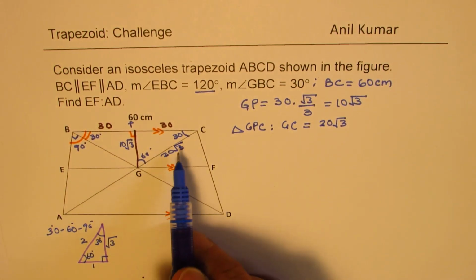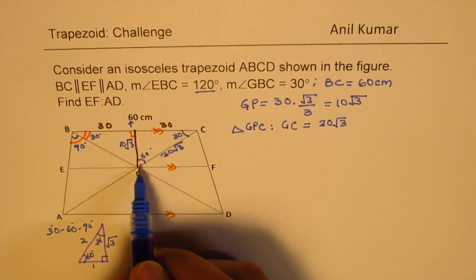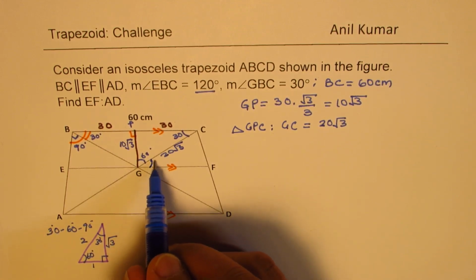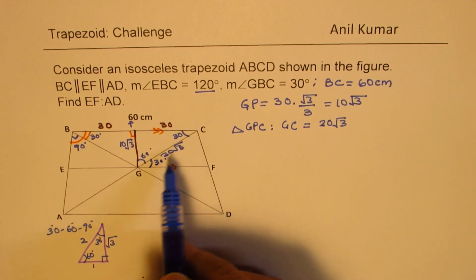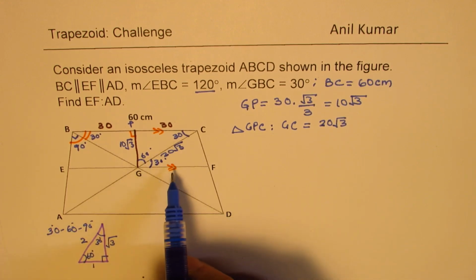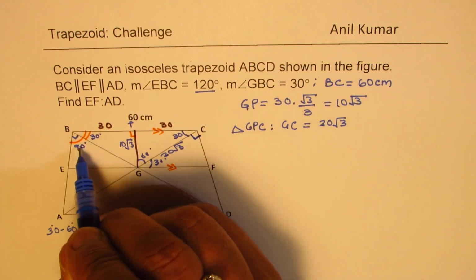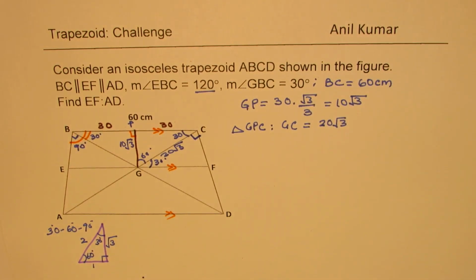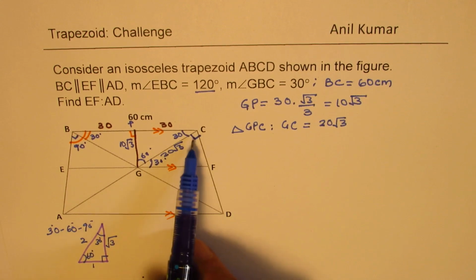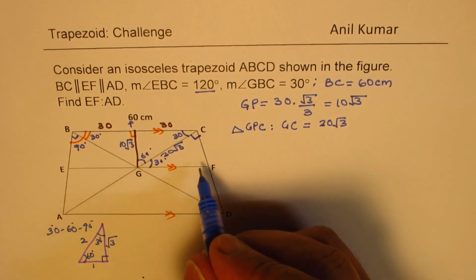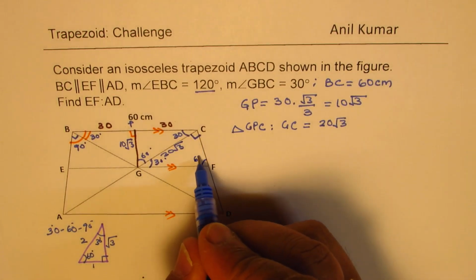Now this side, this is 90 degrees, so that is again 30 degrees. So we again have a 30, 60, 90 triangle. This side here is 90 degrees, correct? Isosceles triangle. Okay, now that is 90 degrees. This is 30. Again, we have 30, 60, 90 position.